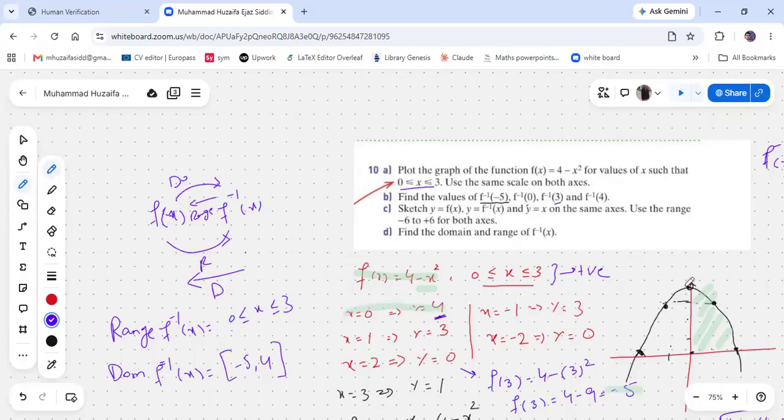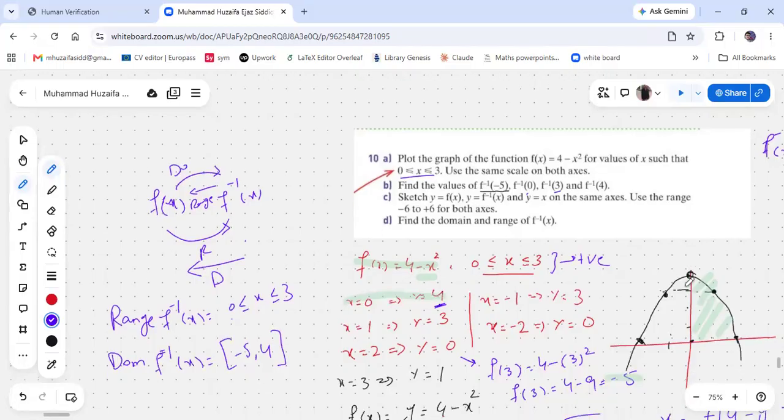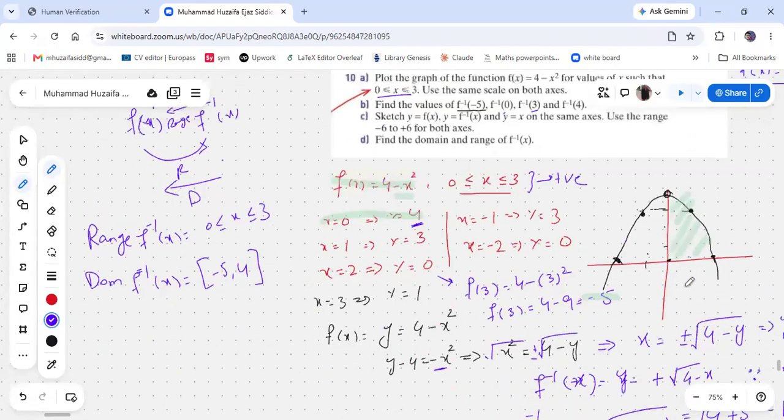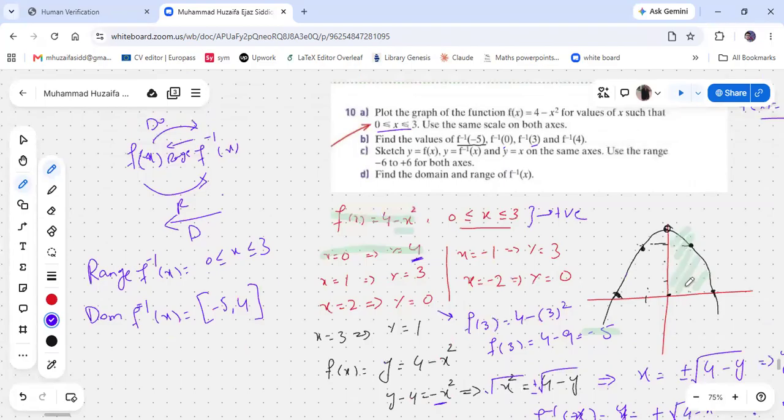Okay. So any confusion regarding this one problem? This is the whole problem that I'm solving. Yes. The rest of the part you can do at home.